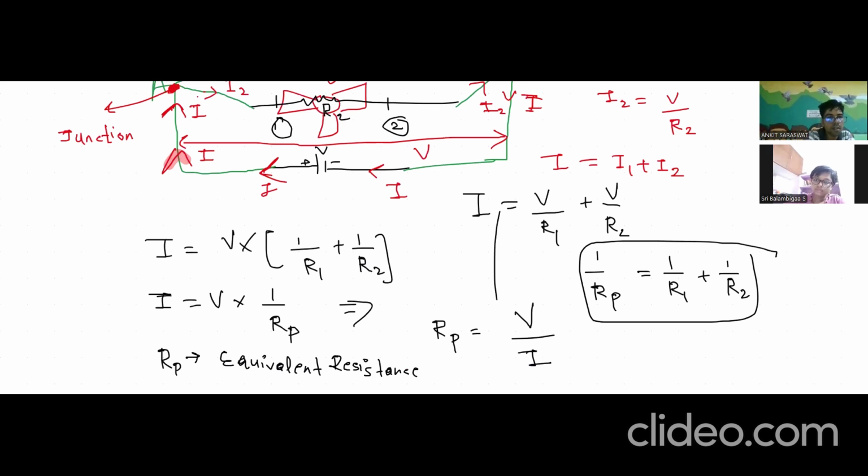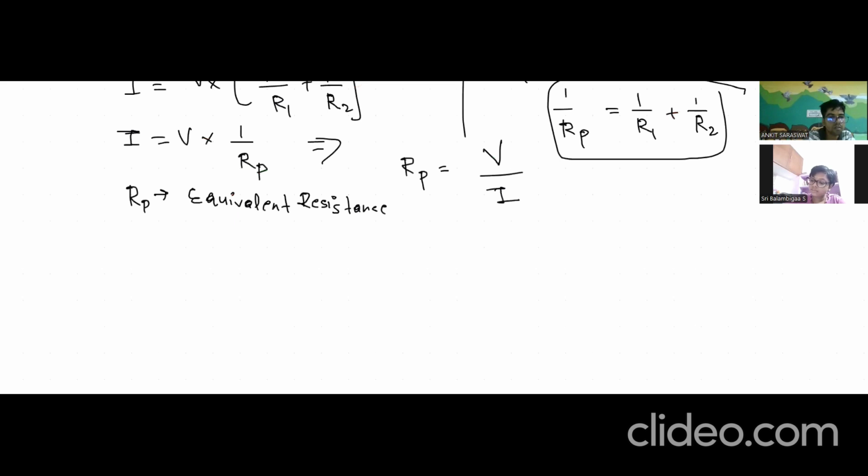Clear or not? Equivalent resistance in parallel. So what is equivalent resistance? It is basically the voltage supplied by the cell divided by the total current I. Actually, look here.